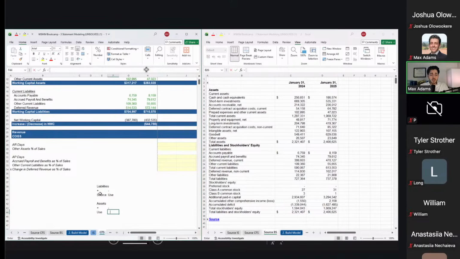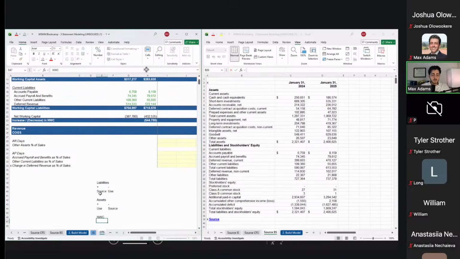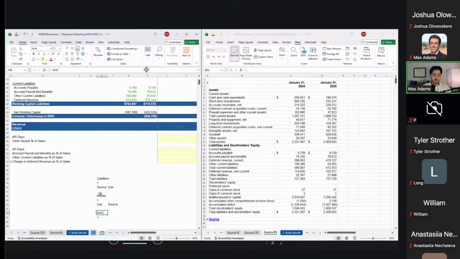And so that's going to be a source of cash. And so then we've got to talk about the net working capital. If net working capital increases or decreases, is that a source or use of cash? Net working capital, again, remember, this is current assets minus current liabilities, specifically operating liabilities.